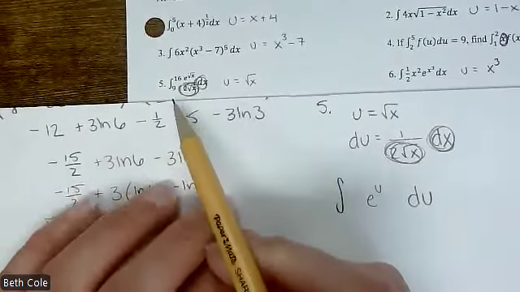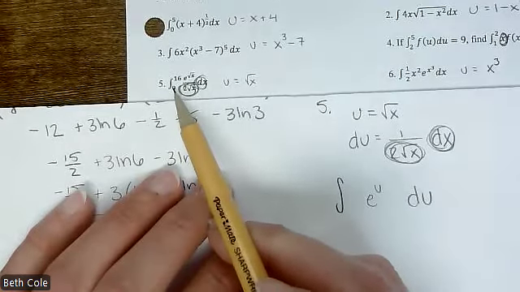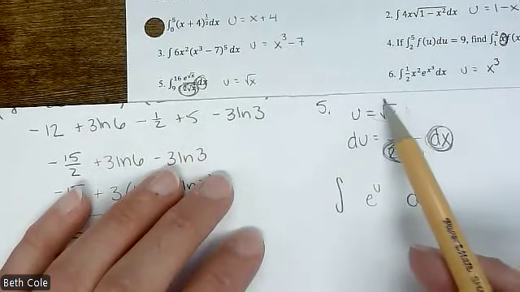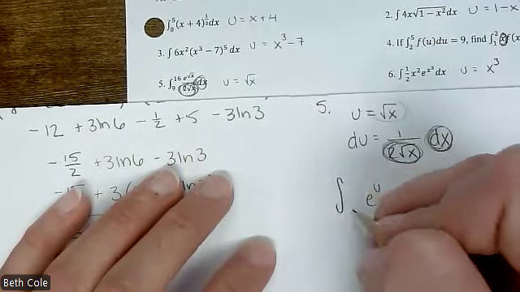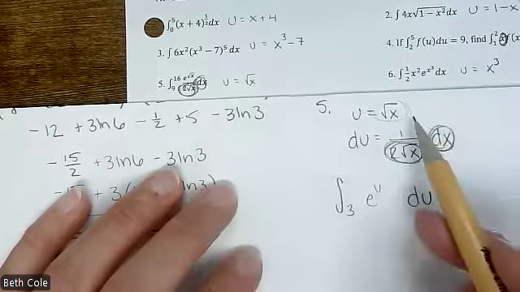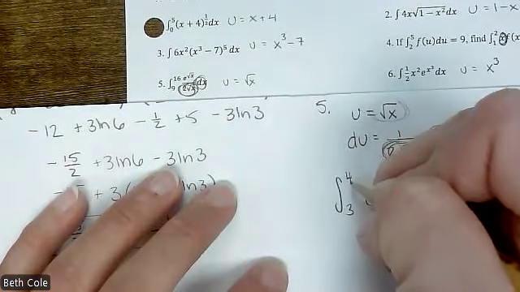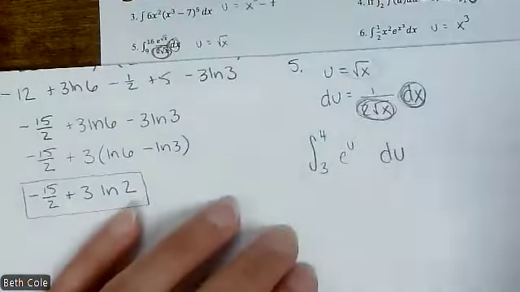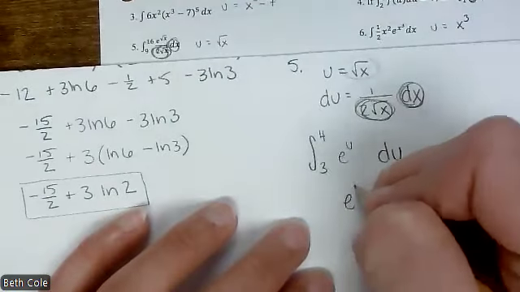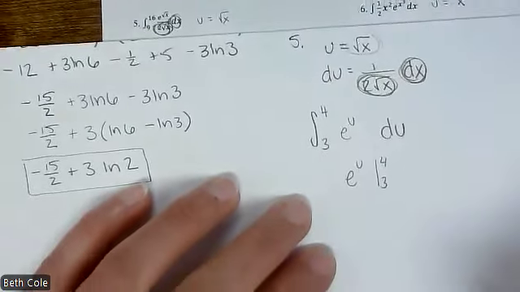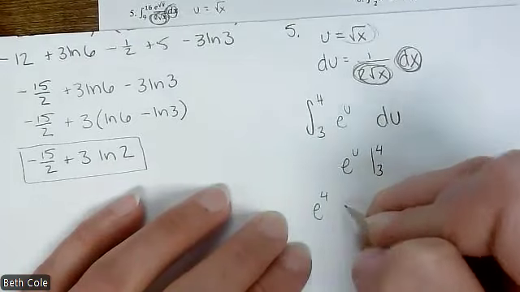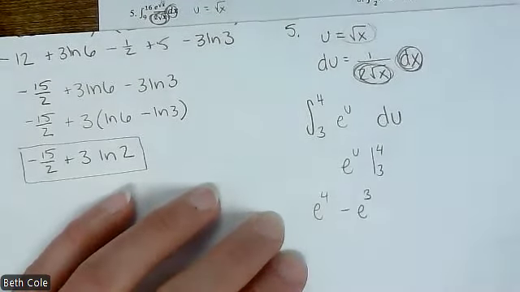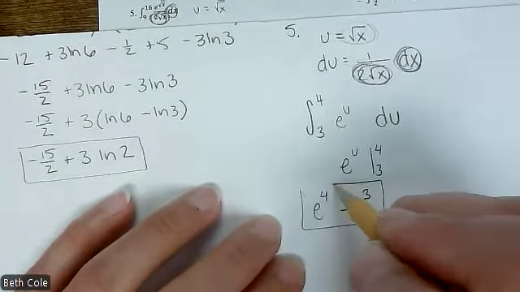And then we're going to adjust the boundaries. Conveniently, they're both perfect squares. If you plug in 9, it's 3. If you plug in 16, it is 4. So what's your antiderivative of e to the u? E to the u. And then we're going to do upper minus lower.